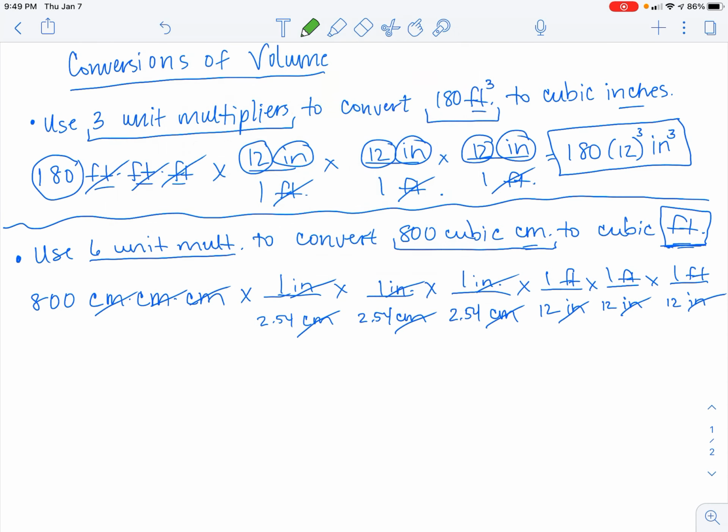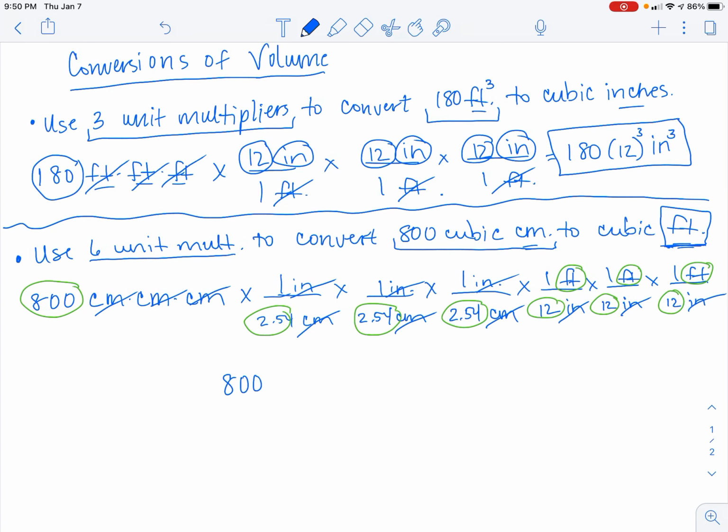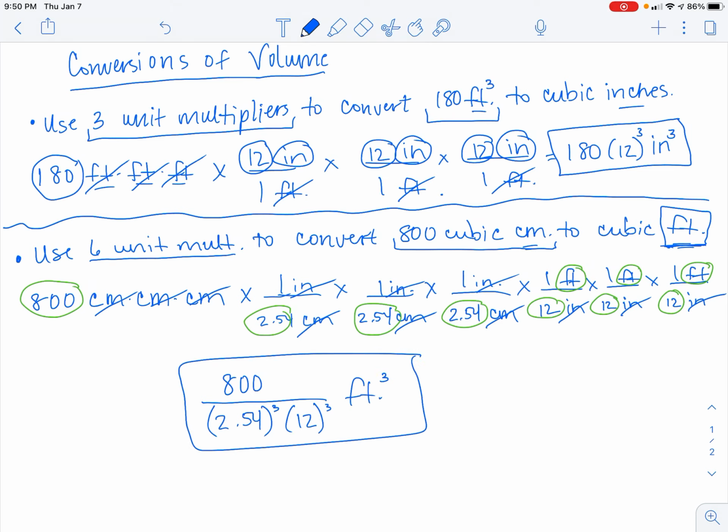Now let's go back and circle all that we're left with. I'm going to use a green color here so we don't miss anything. I don't circle the ones because I don't really need to, but I am going to circle the feet because that's important to remember. And all of these 2.54s on the bottom and these 12s. So my final answer here is going to be 800. I just write down everything that's left. Nothing else on the top. I have 2.54 cubed on the bottom times 12 cubed on the bottom, feet cubed, and that's your final answer. Okay, not so bad. That's the concept.